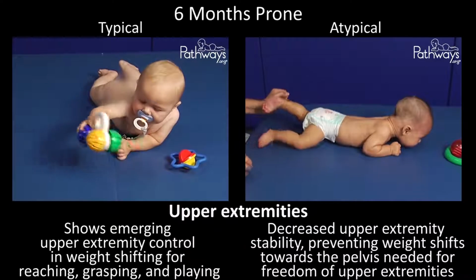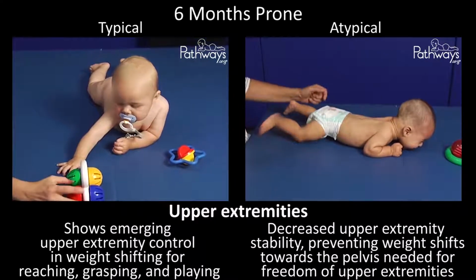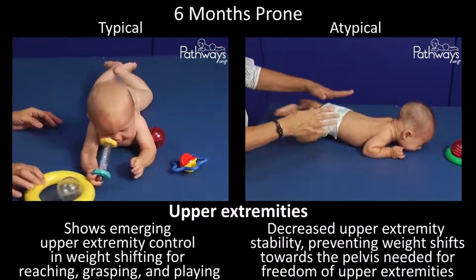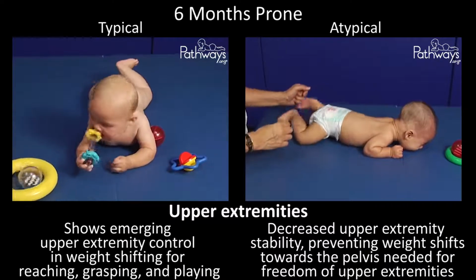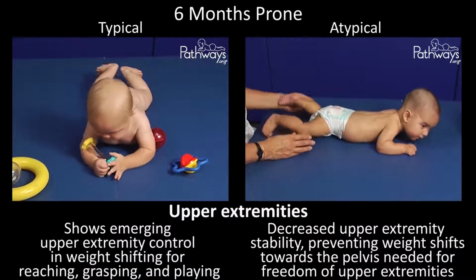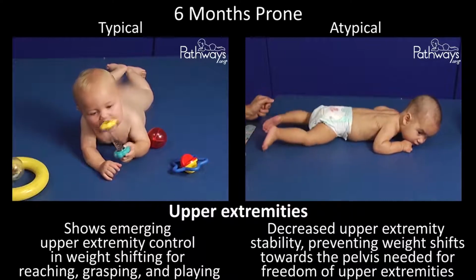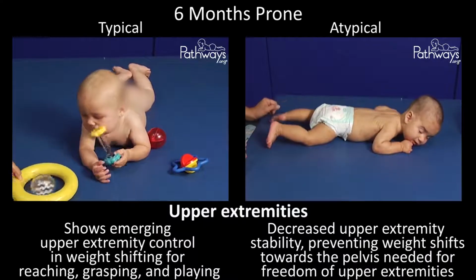Upper extremities. Watch the typically developing baby show emerging upper extremity control and weight shifting for reaching, grasping, and playing. Notice the baby on the right has decreased upper extremity stability, preventing weight shifts towards the pelvis, which is necessary for freedom of upper extremities.